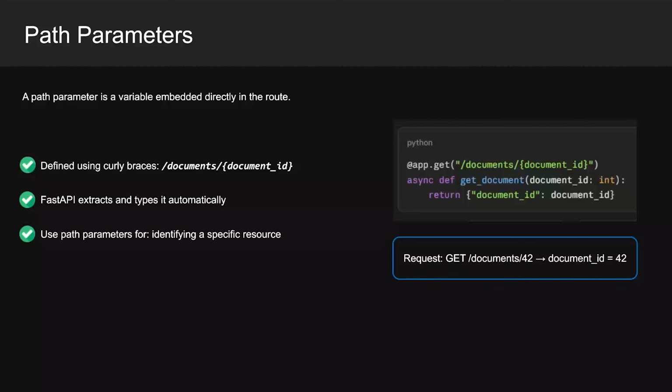A path parameter is a variable that lives directly inside your route URL. You define it using curly braces. So /document/{document_id} means whatever value comes in that position of the URL becomes the document ID variable. Look at the code on the screen. You declare the parameter in the route string and then add it as a typed argument to your function. FastAPI automatically extracts the value from the URL and validates it against the type you declared. If someone hit /document/42, document ID gets the value 42. If they pass something that isn't an integer, FastAPI rejects it immediately with a clear error.